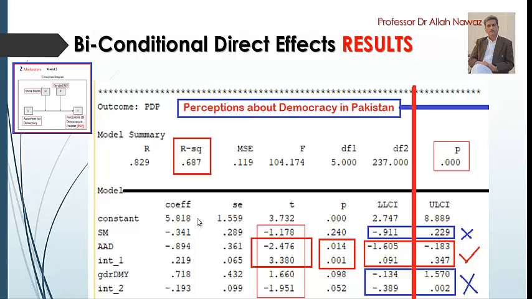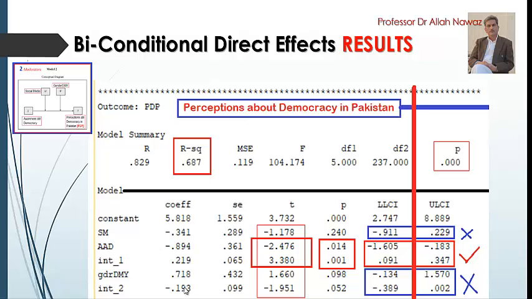So let's see what is happening. R square is 0.687, which is huge, and it is declaring that around 69% of change in the perceptions about democracy in Pakistan is dependent on these 5 variables. This result is also significant because the p-value is 0.000, which is far less than the limit of 0.05.